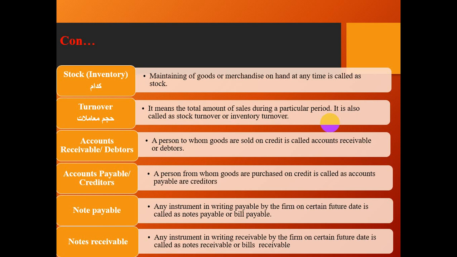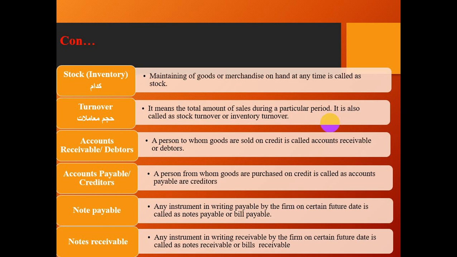Account receivable and account payable. Account receivable is called debtors, which means that when we have credit sales, we are using account receivable. Account receivable is a person to whom goods are sold on credit. Like I am selling a bottle of water, so I am account receivable from Ahmad, because he's purchasing. I am the seller, he is the purchaser. When he is the purchaser, he is account payable, because a person who purchases goods on credit is called account payable.